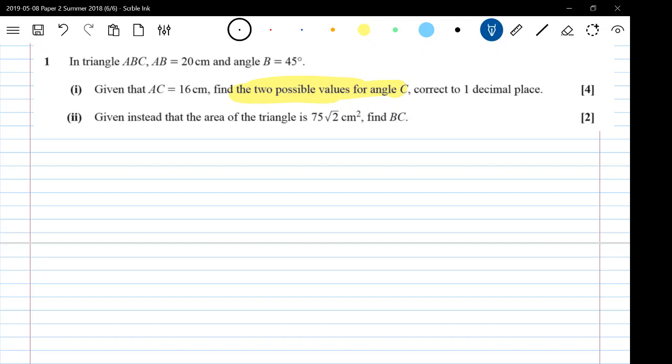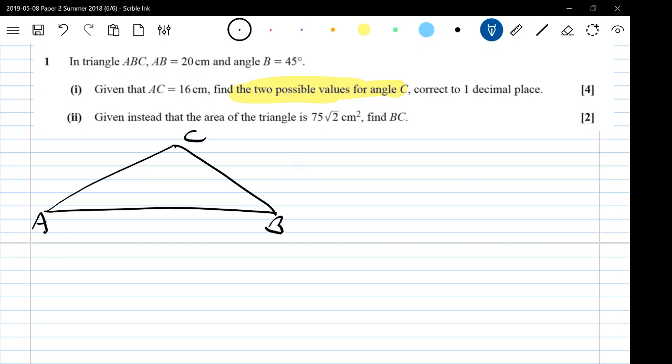I think you'd have to be crazy not to want to do some kind of diagram to start with, just to get a feel for what's going on. So here's a triangle, just a random triangle. The triangle ABC, how should we draw it? A, B, C. AB is 20, angle B is 45, AC is 16.